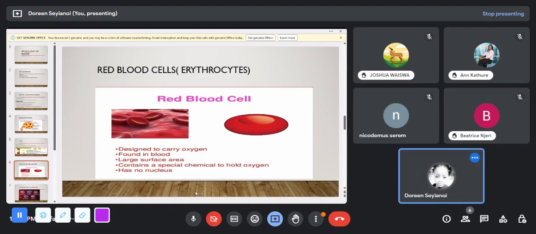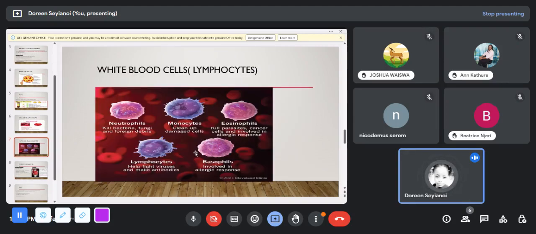The red blood cells are among the formed elements, and we know that the main role of the red blood cells is to transport oxygen across the body. It has some specific features, like it is biconcave in shape to allow the red blood cells to transport enough oxygen. It also contains hemoglobin, which has iron that helps in binding oxygen. It also lacks a nucleus to increase the surface area for transport of oxygen.